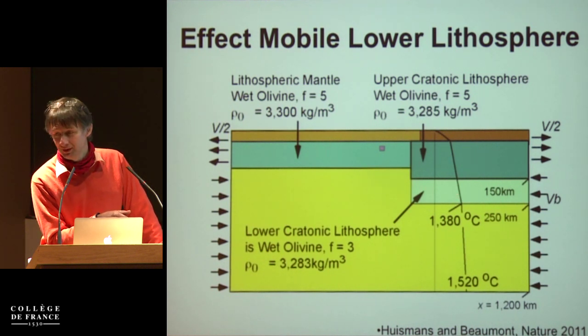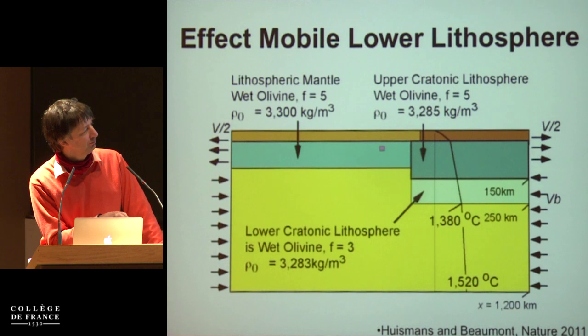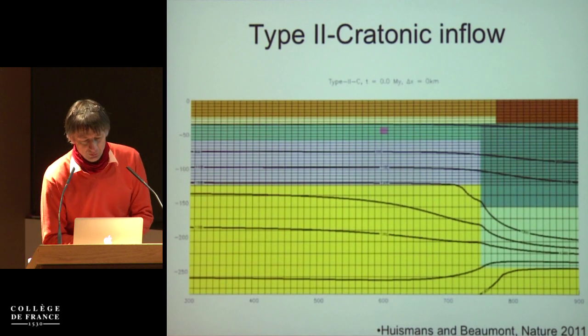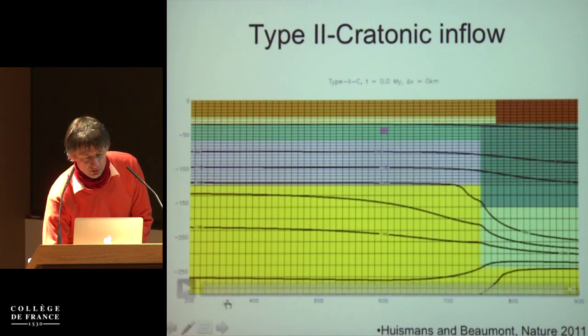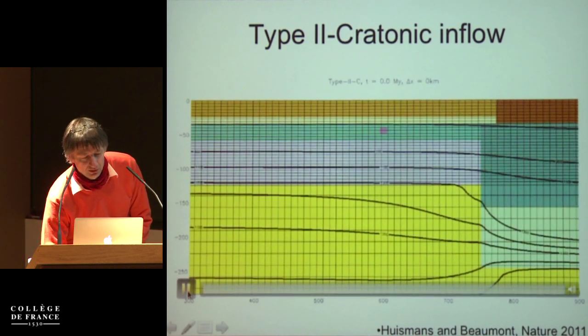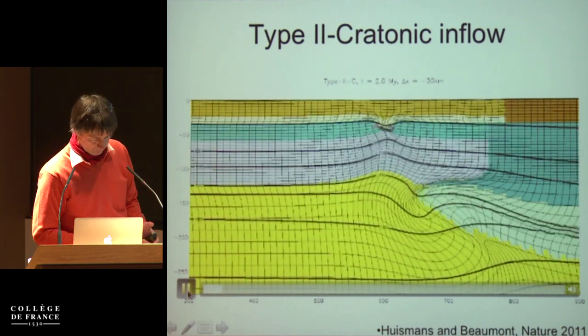It's very conservative in its depletion. It's only 17 kilograms per cubic meter lighter than the nominal lithospheric mantle. And it's a bit weaker than the upper mantle lithosphere. And so here's an animation that shows what happens if we include this into these numerical models.